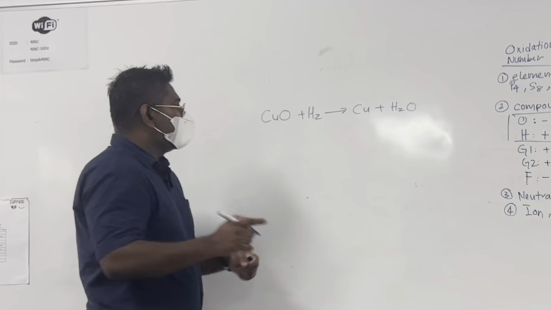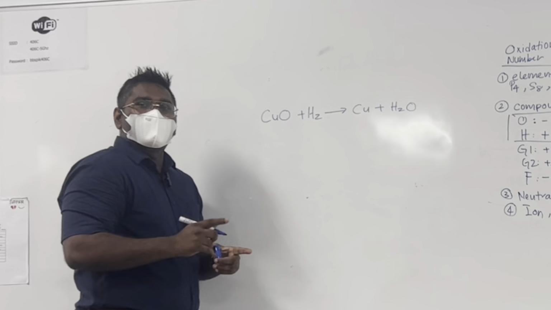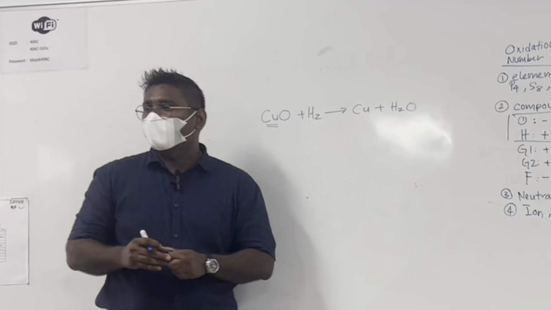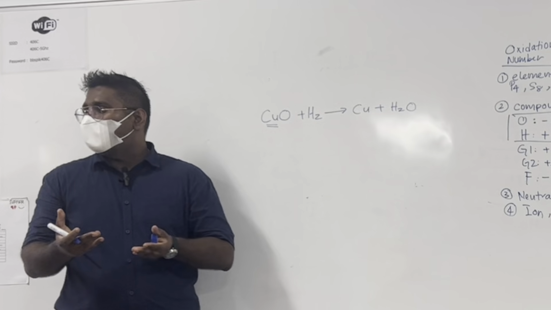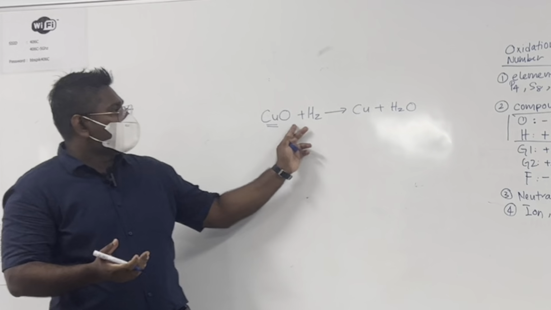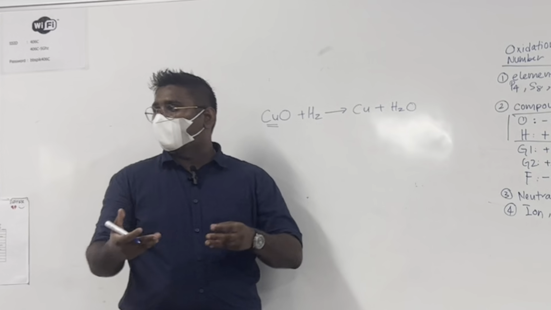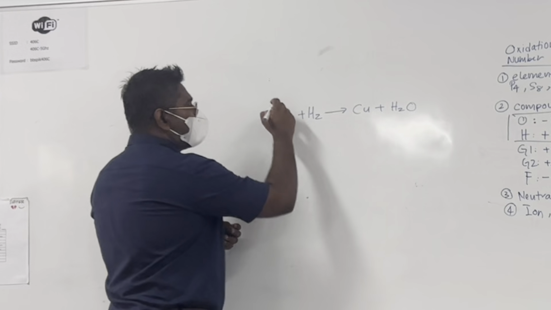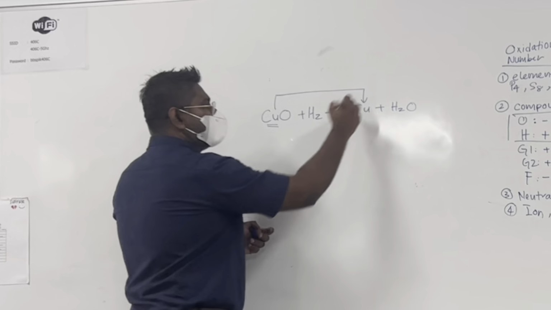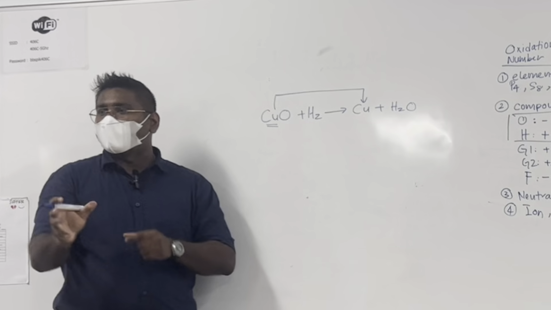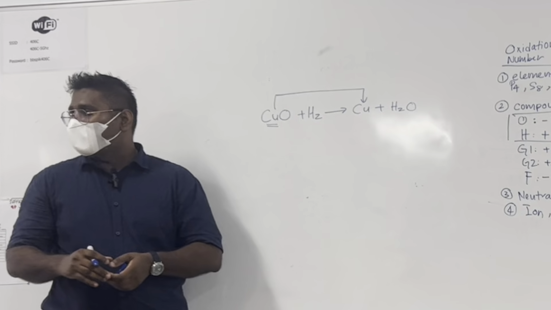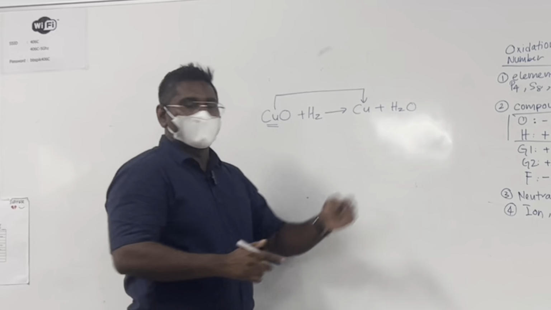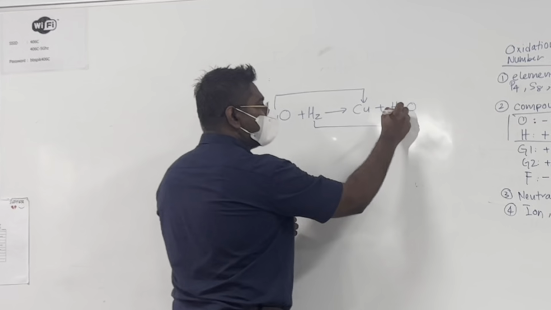So first of all, you need to look at copper in copper oxide. Why am I not looking at oxygen? Because oxygen is always going to be -2. So something to do with copper, something related to them. That's the combo. You find the combination first. Then I have hydrogen and then hydrogen. So I'm going to look between these two.